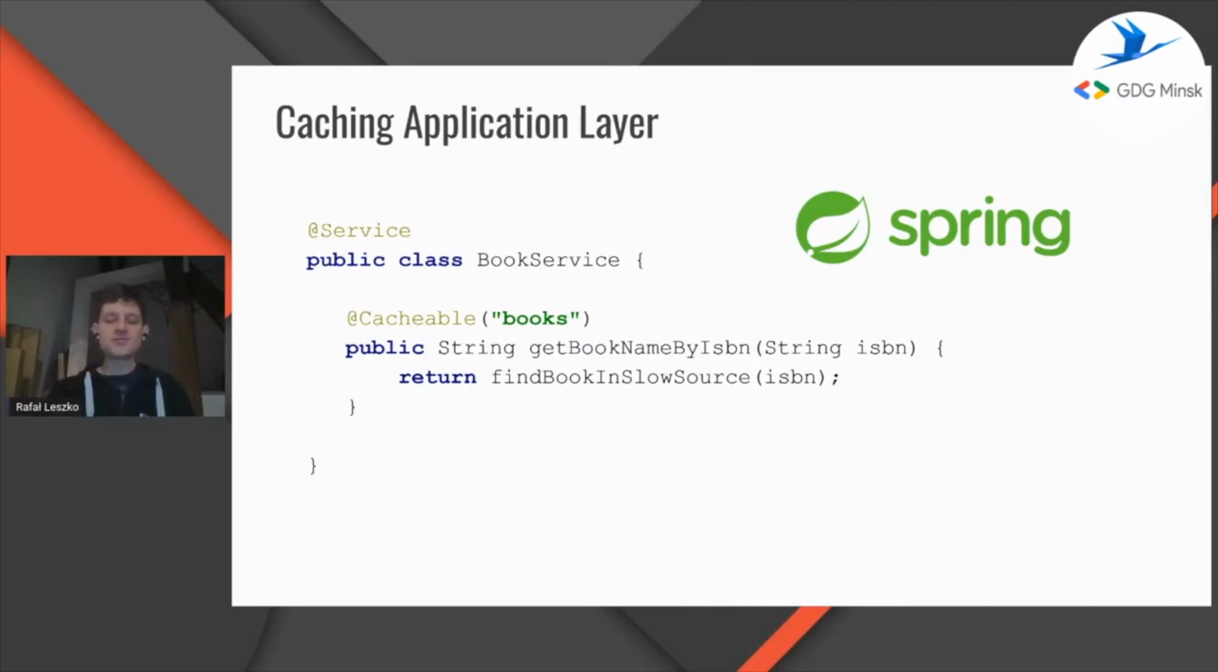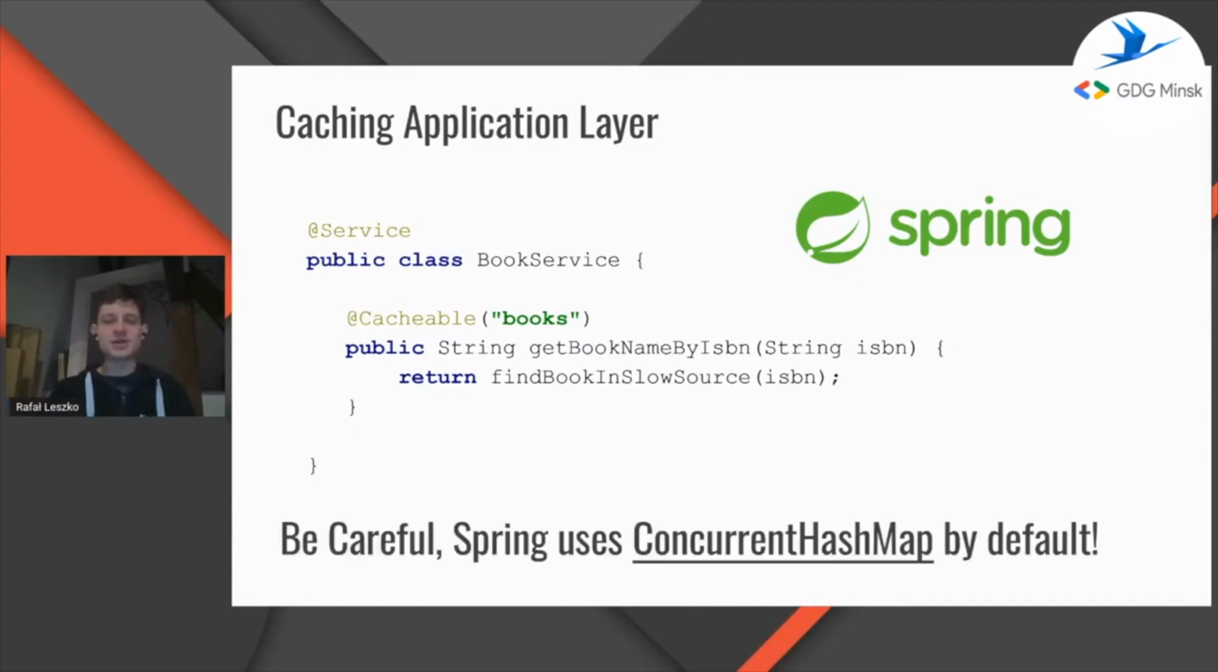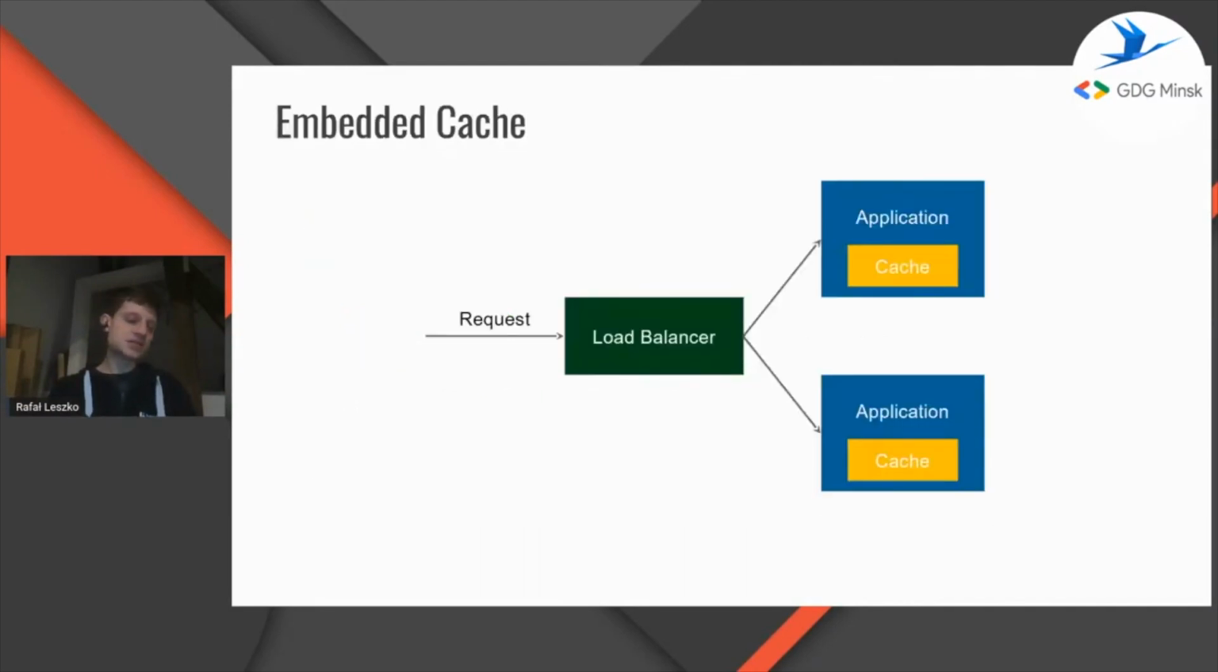However, be careful because for some reason, Spring uses ConcurrentHashMap by default. So you are better off changing your cache manager to some real caching library. So this is the first thing you can do with your Spring application. Now, embedded cache is super simple. As you've seen, you can use it with Spring, with whatever framework, you can even use it without anything. However, there's one problem.